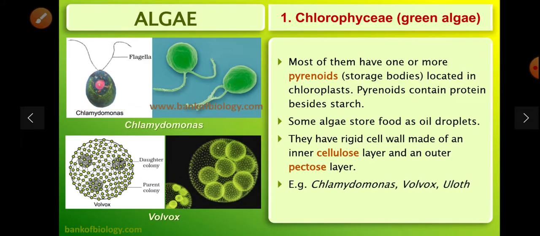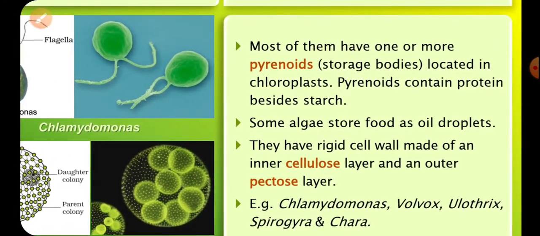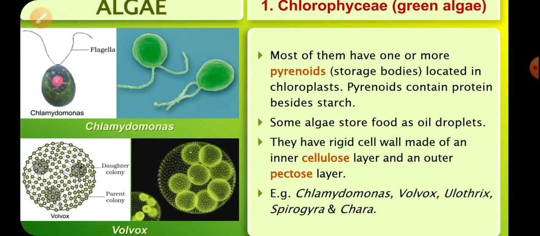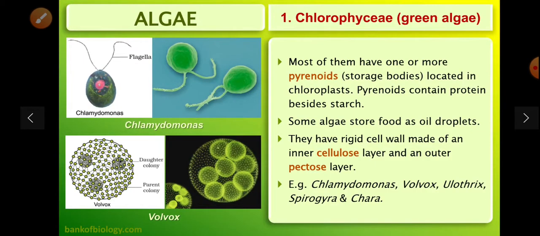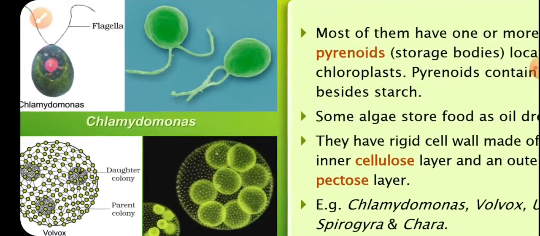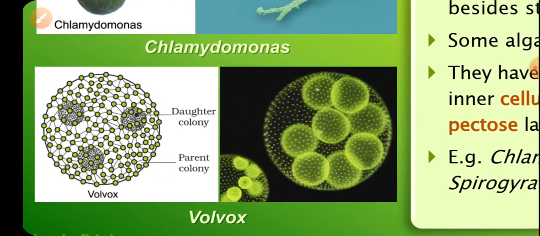Most examples are Volvox, Chara, Spirogyra. Most of them have one or more pyrenoid. It may be one or two in number, located in the chloroplast. Pyrenoid contains protein beside starch. Some algae store food as oil droplets. They have a rigid cell wall made up of an inner cellulose layer and an outer pectose layer. You can understand with the help of the diagram also.